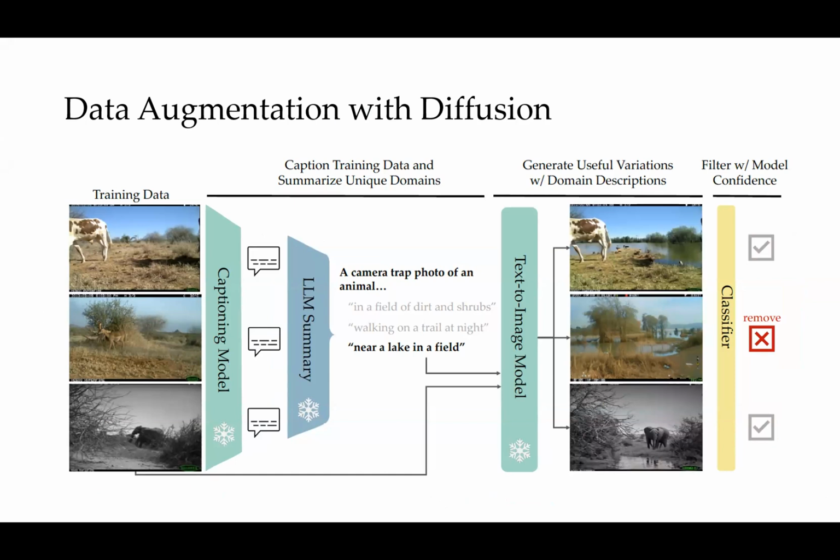If you take a diffusion model and use it to generate captions of what the environment is, use an LLM to summarize what environment your actual data describes, you can use that to condition a diffusion model to augment your source imagery with additional imagery that's quite realistic given the other imagery in your training set. So if you're looking at a camera trap, you might have some views which are in a field of dirt and shrubs. You have another one which is near a lake and a field, and so on and so forth. You use those to augment your data using a diffusion model and add those to your training set.